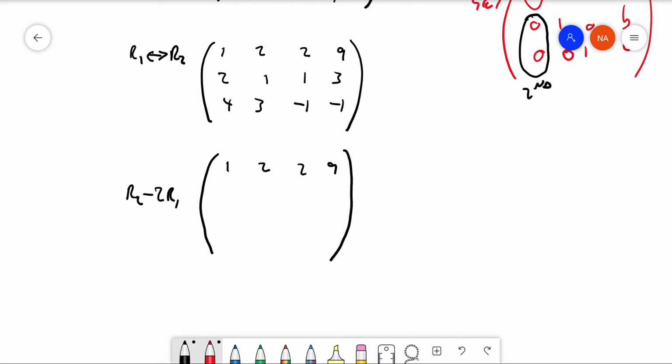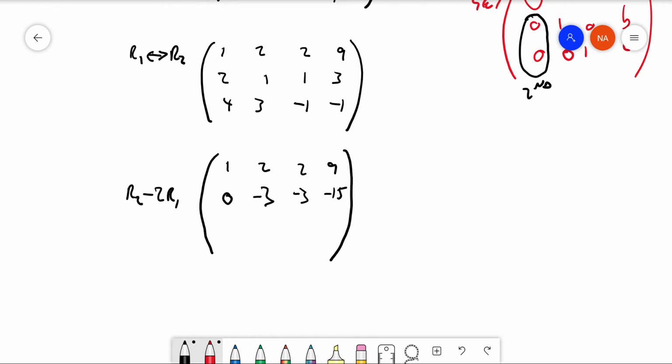So I'm going to do row 2 take away row 1. That'll give me 2 take away 2. That gives me a 0 there. But then I have to do that for all the corresponding bits. So the next bit along, I've got 1, take away 2 lots of 2, which is take away 4, so that gives me negative 3. And I've got 1, again, take away 4 gives me negative 3 there. And then I've got 3, take away 2 lots of 9. So that's 3, take away 18, gives me negative 15.